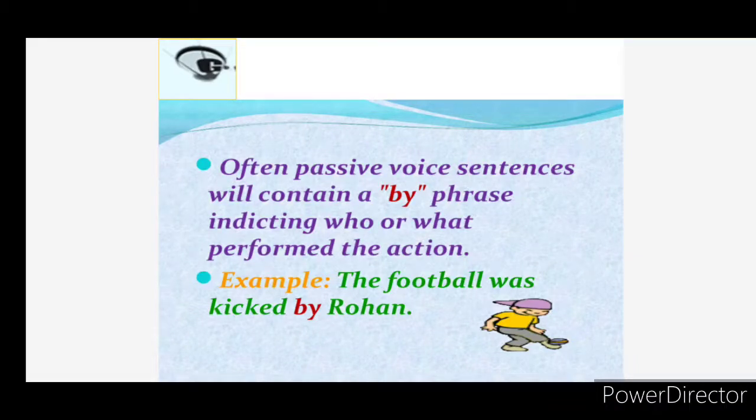Often, passive voice sentences will contain a by phrase indicating who or what performed the action. For example, the football was kicked by Rohan. So who or what performed the action, by indicates that.